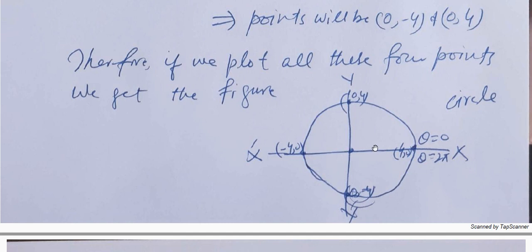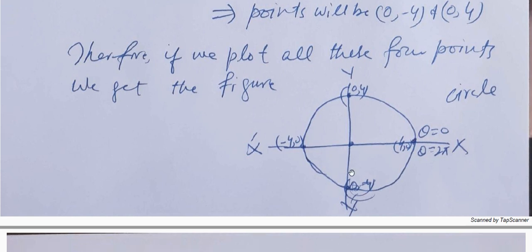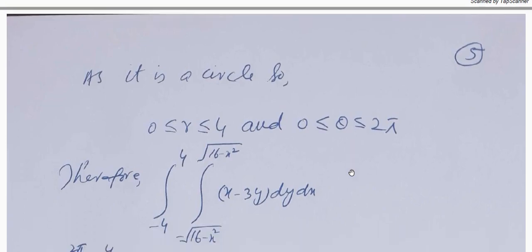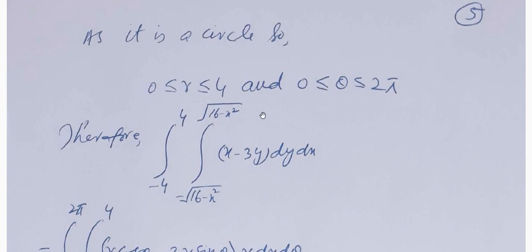For our first example we solved, it was 0 to pi by 2. Then the second we solved, it was 0 to pi, which means 180 degrees, and now this is 360 degrees, so 0 to 2 pi. Therefore your radius varies from 0 to 4 and your theta varies from 0 to 2 pi.